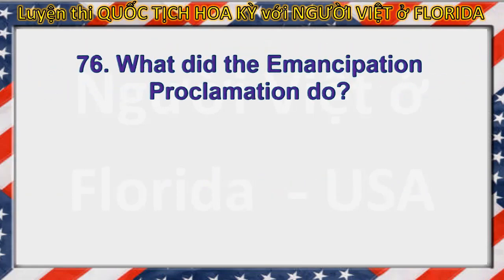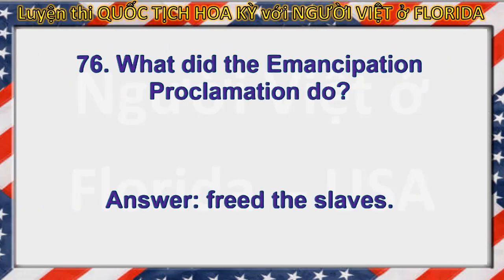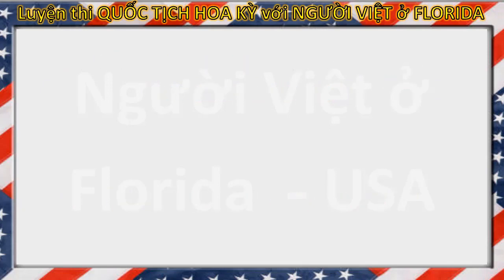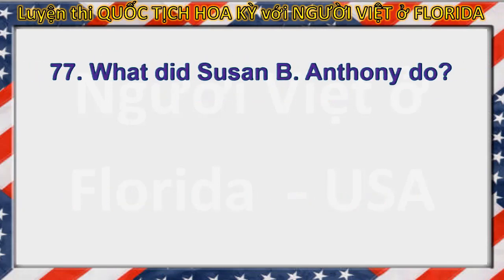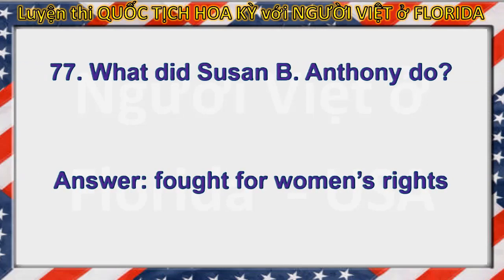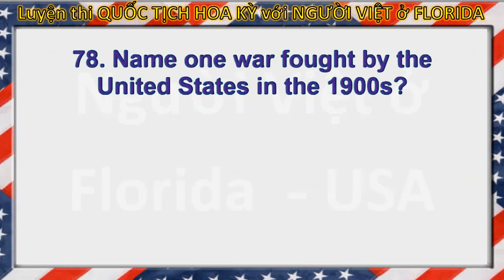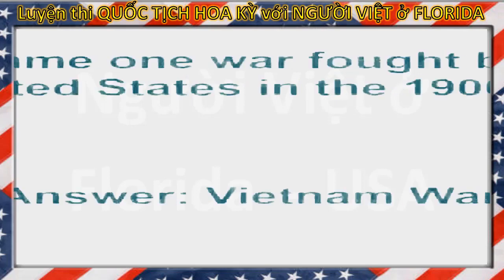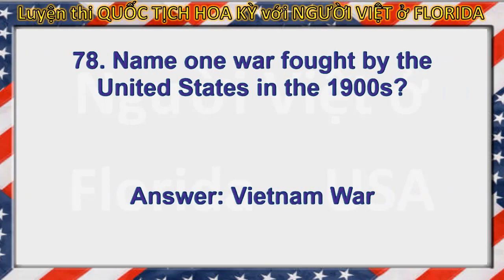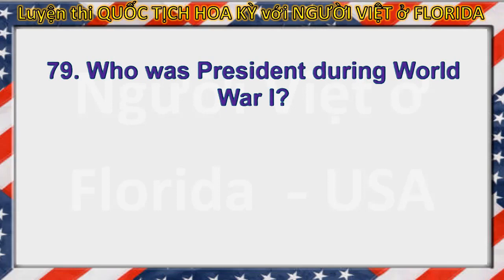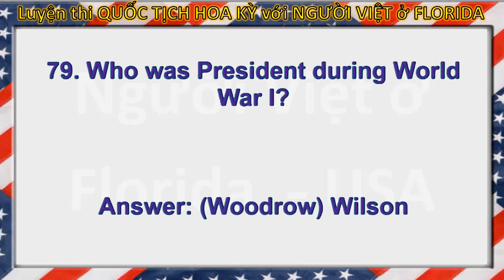What did the Emancipation Proclamation do? Freed the slaves. What did Susan B. Anthony do? Fought for women's rights. Name one war fought by the United States in the 1900s. Vietnam War. Who was president during World War I? Woodrow Wilson.